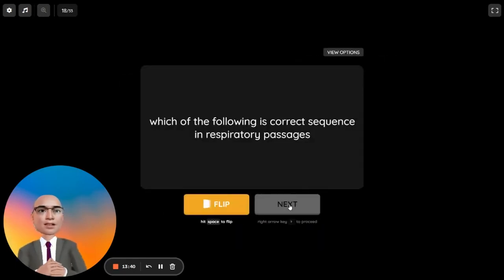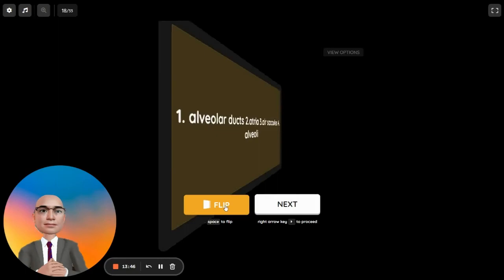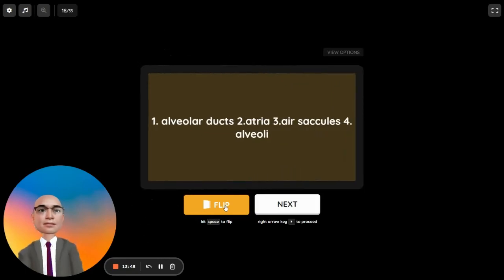Which of the following is the correct sequence in respiratory passages? So this is a common question. The correct answer is alveolar ducts, then we have atria, then air sacs, and finally there are alveoli. So the correct sequence is alveolar duct, atria, air sacs, and alveoli.